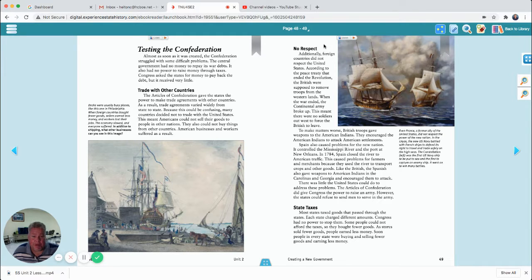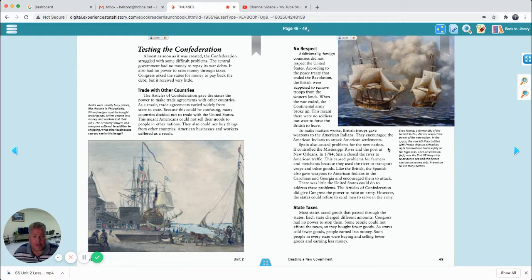Spain also caused problems for the new nation. It controlled the Mississippi River at the port of New Orleans. In 1784, Spain closed the river to American traffic. Think about that. It's in our new country, and Spain is also in our new country, and they're saying we can't use our rivers. Crazy. This caused problems for the farmers and merchants because they used the river to transport crops and other goods.